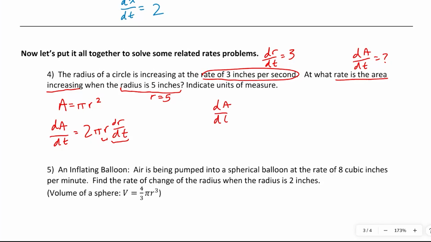So the rate of change of the area with respect to time is 2 pi times 5 times 3. And then we just simplify. So 5 times 3 is 15, times 2 is 30. So the area is changing at a rate of 30 pi square inches per second.